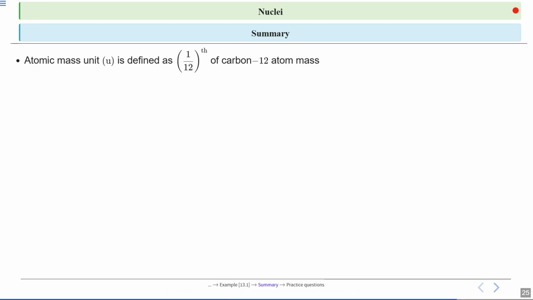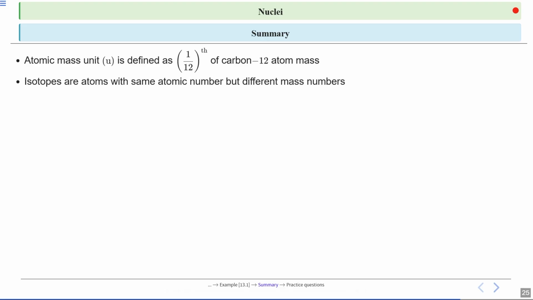So let's summarize the topics that we have covered today. Start by defining the atomic mass unit, or U. One atomic mass unit is exactly 1/12 of the mass of a carbon-12 atom. This unit helps us compare the masses of atoms easily, since atoms are so small that using kilograms would be impractical.